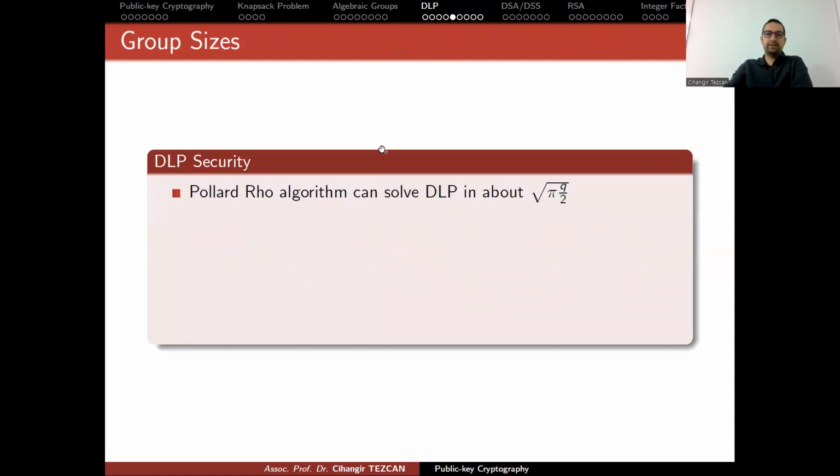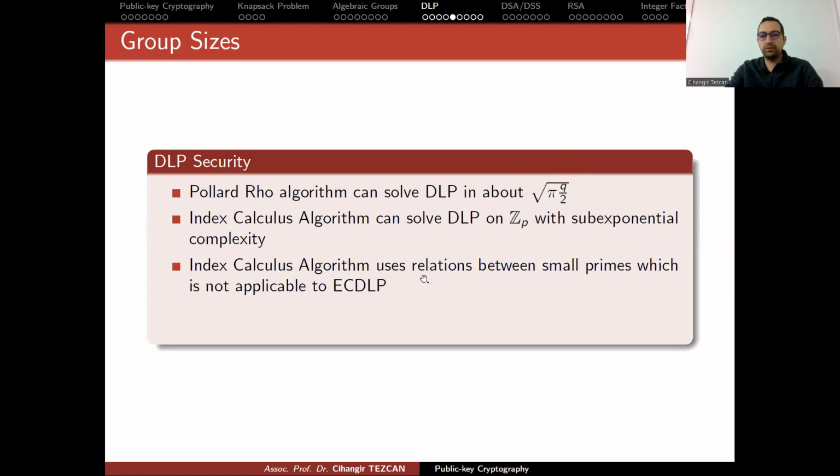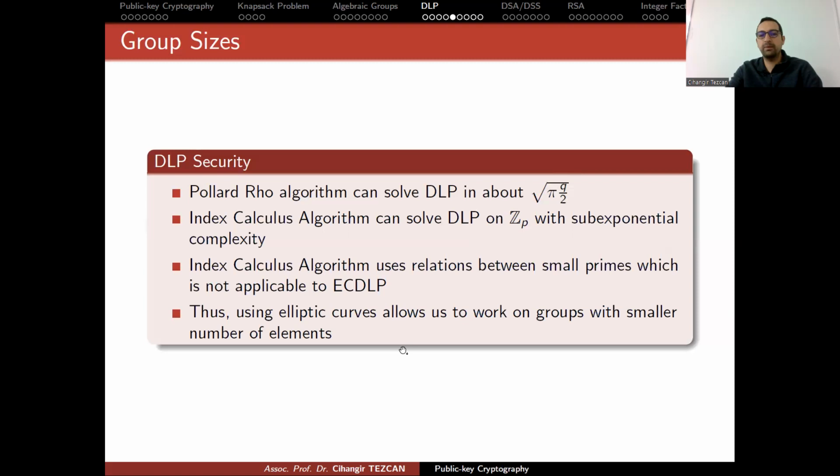Okay, so let's see the security and let's talk about group sizes. There is a Pollard rho algorithm that can solve the discrete logarithm problem in about square root of q over 2 complexity. Here, you can think of this as big O notation. The index calculus algorithm can solve the discrete logarithm problem on ZP with sub-exponential time complexity. This one is exponential time. The index calculus algorithm uses relations between small primes, which is not applicable to the elliptic curve discrete logarithm problem.